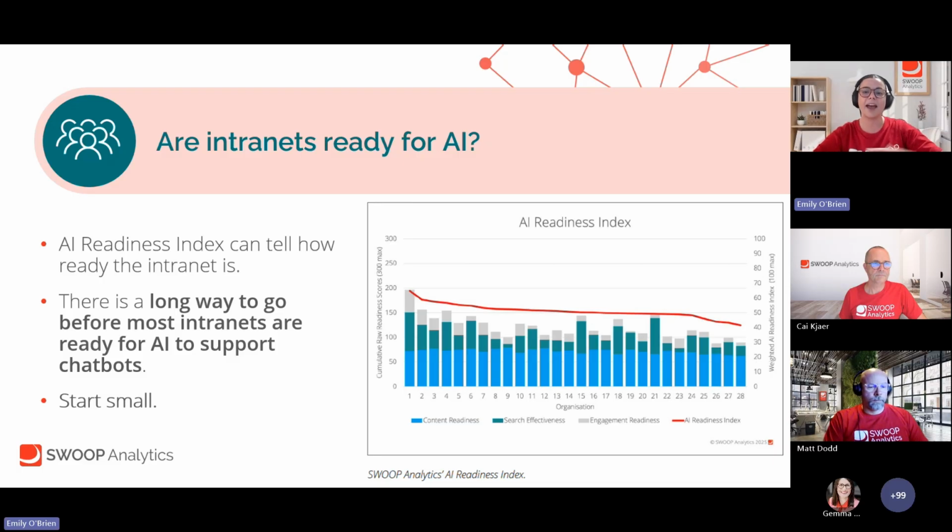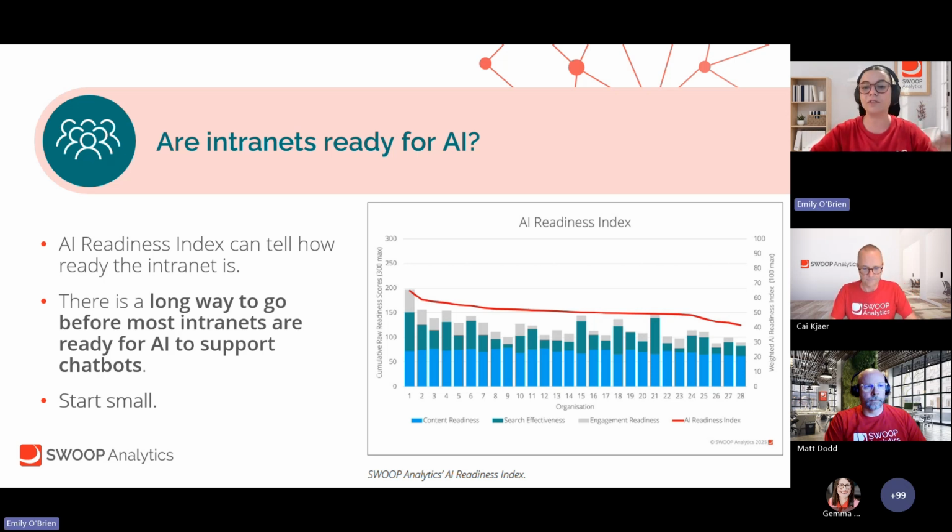For content effectiveness, AI is only as good as the content that sits behind it. If the content is outdated, poorly maintained, or owned by people who are no longer working in the organisation, it becomes very unreliable very quickly. Engagement effectiveness looks at whether people are engaging with the content. If content is being used and read, there's a higher likelihood of it actually being useful. On the flip side, if content is unused, it tends to signal lower value, even if it is technically available.